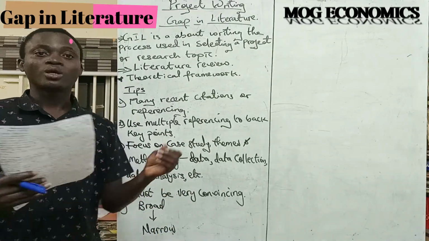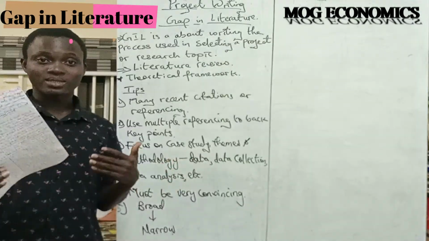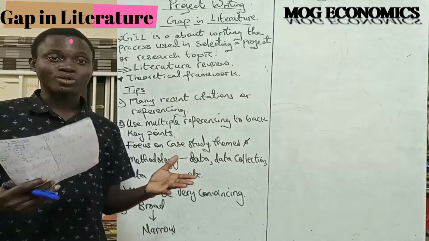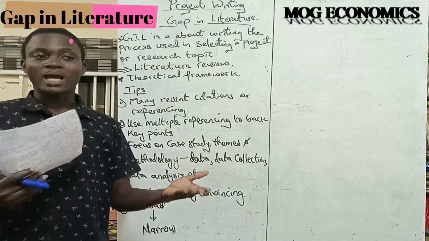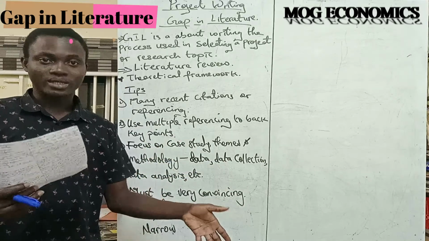What you have to do is synthesize your findings from the review that you've done. You synthesize everything and then pick out something that has not been done. Okay, so far so good.